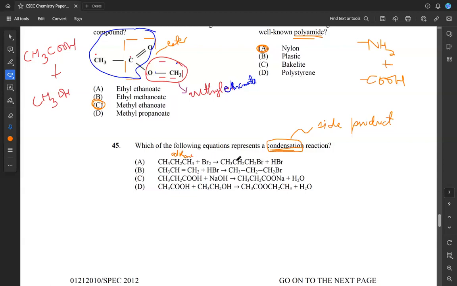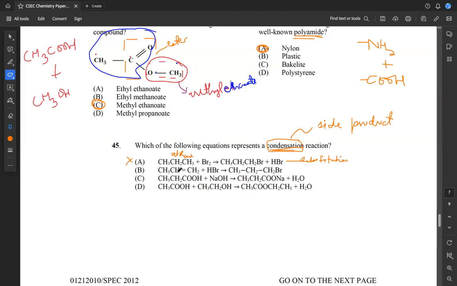And when that happens, what's actually happening is that this is a substitution reaction, right? So we know that when alkanes react with halogens, it's a substitution reaction, not a condensation, right? So this is not our answer that we're looking for. Let's look at the second one now.